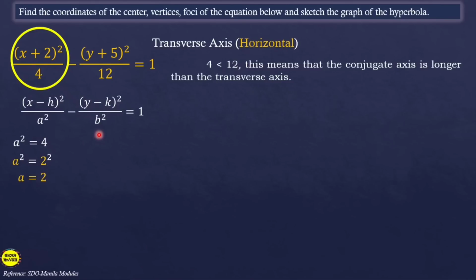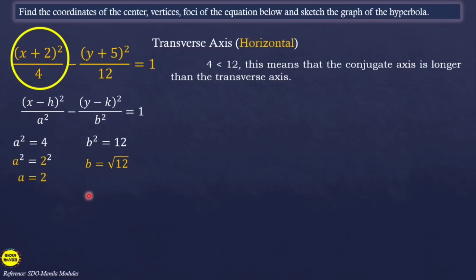Next is yung b natin. So, b squared is equal to 12. So, since 12 is not a perfect square, or hindi siya perfect number, so as is na lang siya na square root of 12. So, ganyan na lang yung value ng b natin.